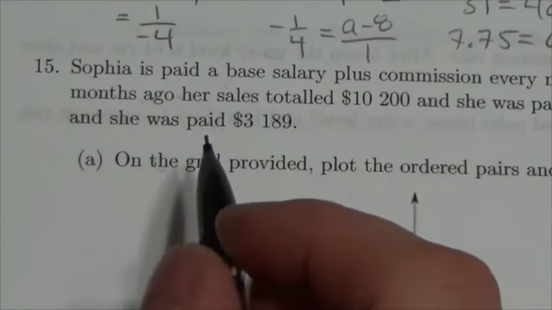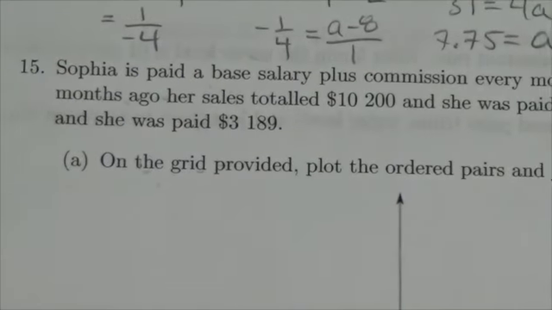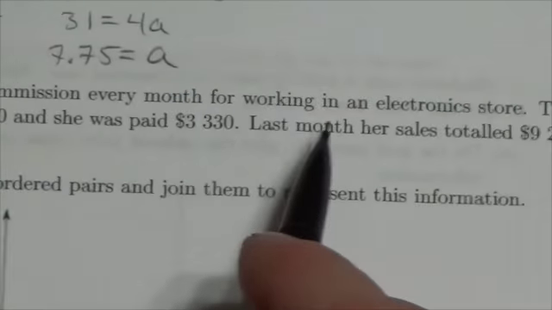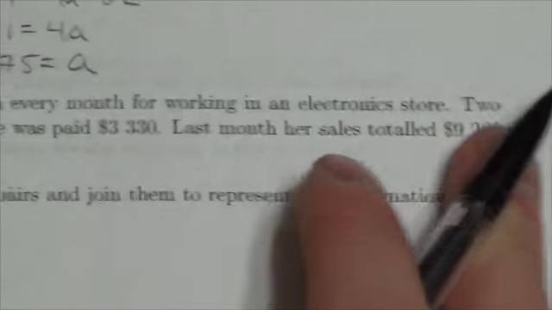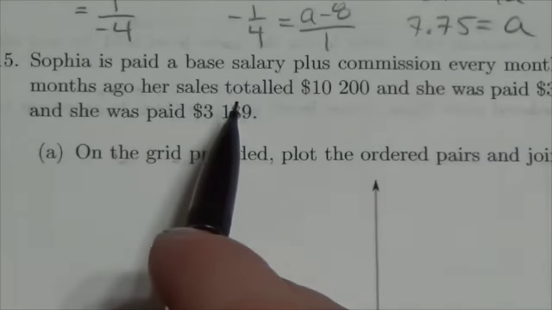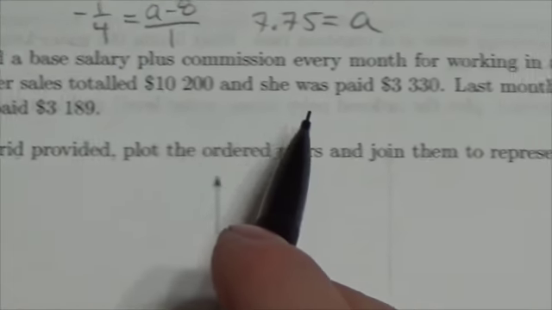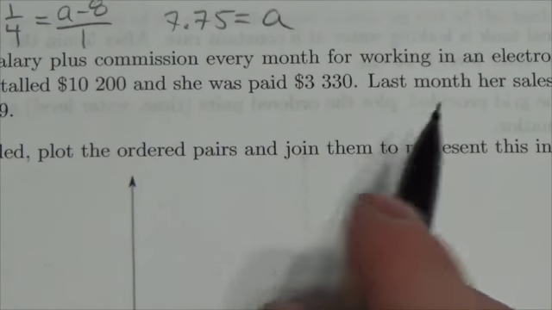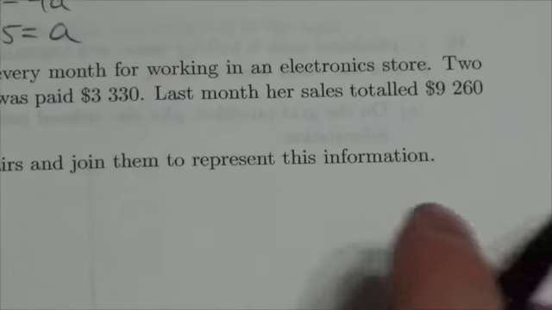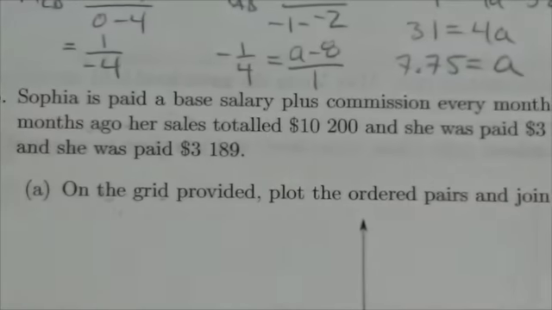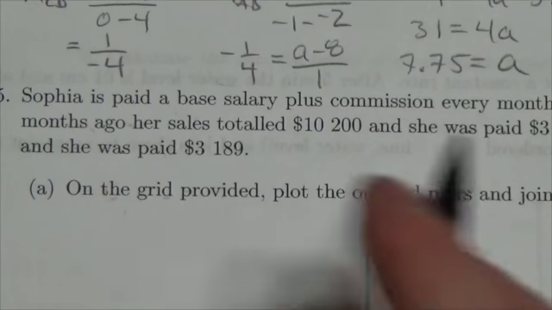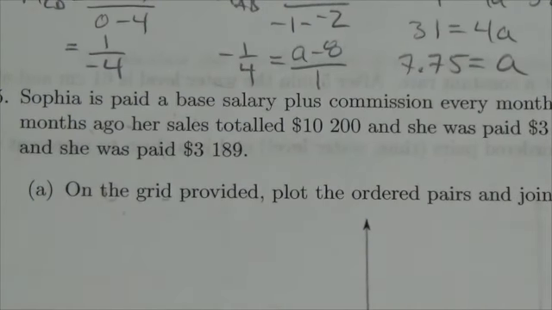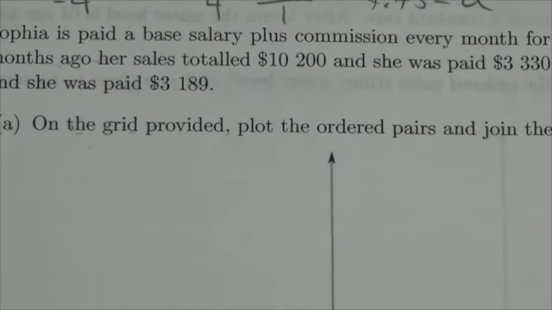Hi everybody. This question says that Sophia is paid a base salary plus commission every month for working in an electronics store. Two months ago, her sales totaled $10,200 and she was paid $3,330. Last month, her sales totaled $9,260 and she was paid $3,189. So now on the grid, we're going to plot the two ordered pairs and join them to represent this information.